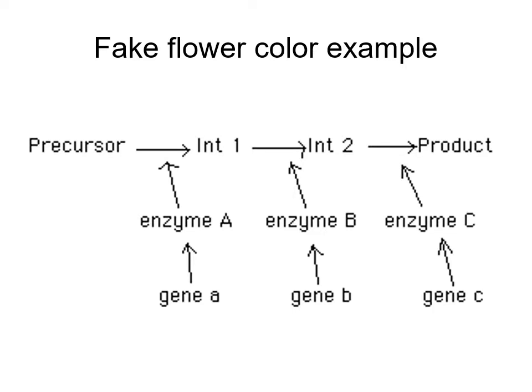Now in my fake example, I'm going to say that the precursors, intermediate 1 and intermediate 2, are all colorless compounds, and that the product of this series of reactions is blue. And we're going to say that the blue color is the color of the flowers that are produced by the plants under normal circumstances where this pathway is operating properly.